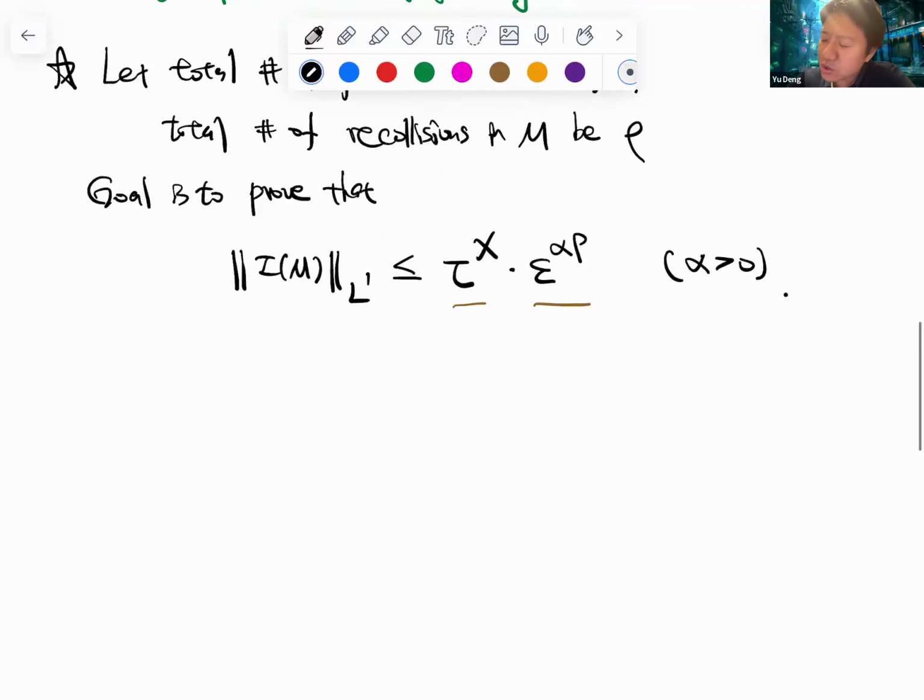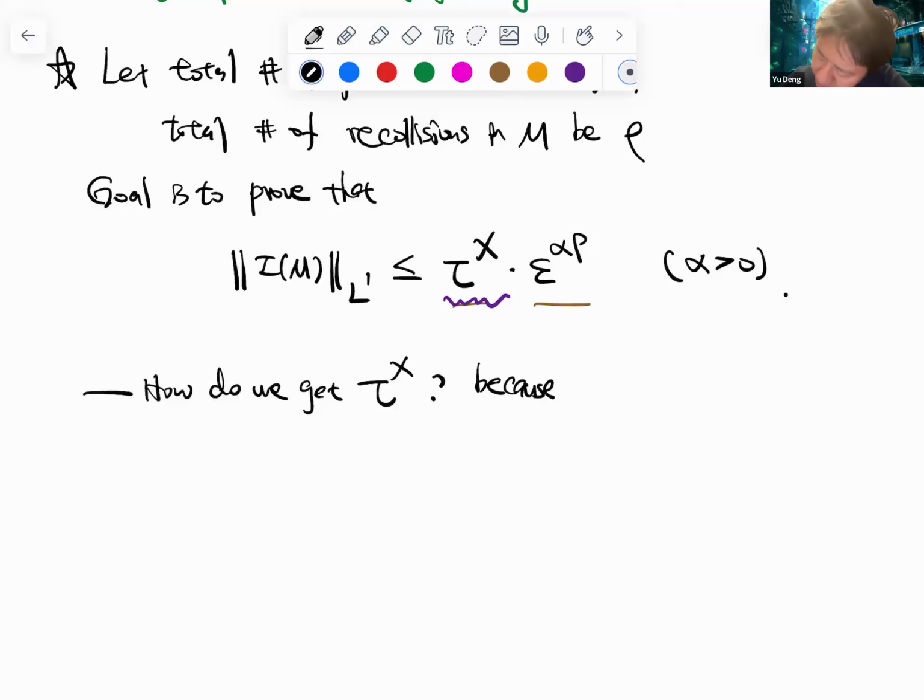And now let me first explain that this factor tau to the X is not hard to get. So how do we get tau to the X? Well, this is easy because once you fix the collision diagram, then you are fixing the position of each collision, who and who collides, and when and where. I mean relatively, the ordering and everything like this.